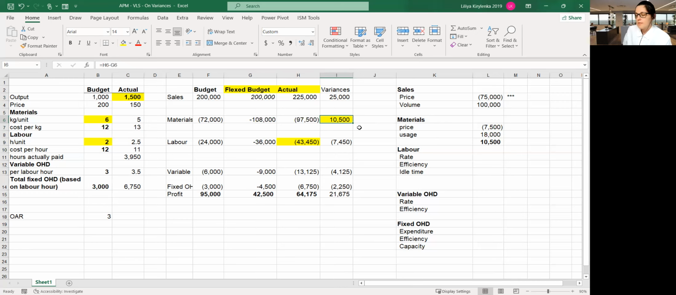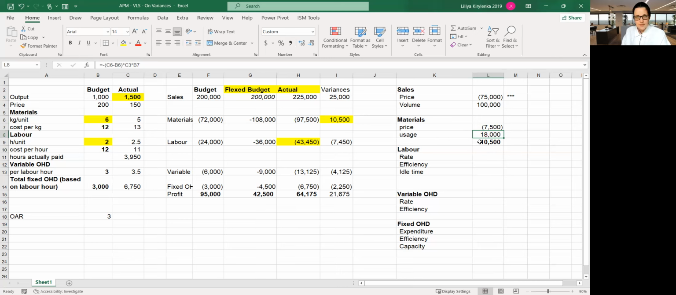And from here, from this analysis, from the breakdown of materials variance, we see that price variance is actually adverse. It's minus 3,500. So actually, the procurement manager did a poor job. They were not able to get a discount that is as big as was planned, as was budgeted. But the production manager did great because the production manager was able to decrease the usage. And that means that the production manager needs to get a bonus.